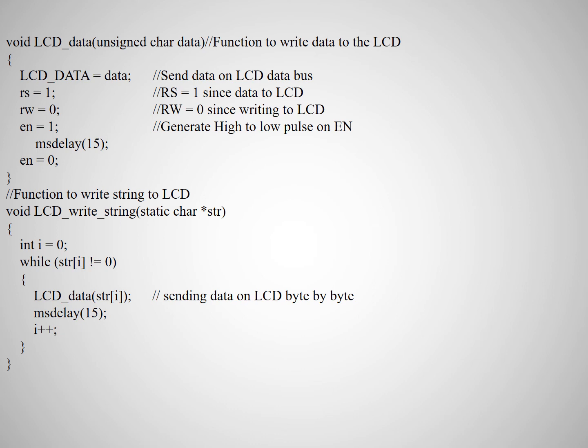complete string. For that, we have taken a function called LCD_write_string, where i is equal to 0, and wait while string[i] is not equal to 0, meaning wait until you get 0, the null terminator. Then whatever you get should be displayed on the LCD. That's why string[i] is put and given as data. So you have to write a routine of data. It is given, then some delay, and i++ for the next data to be displayed.